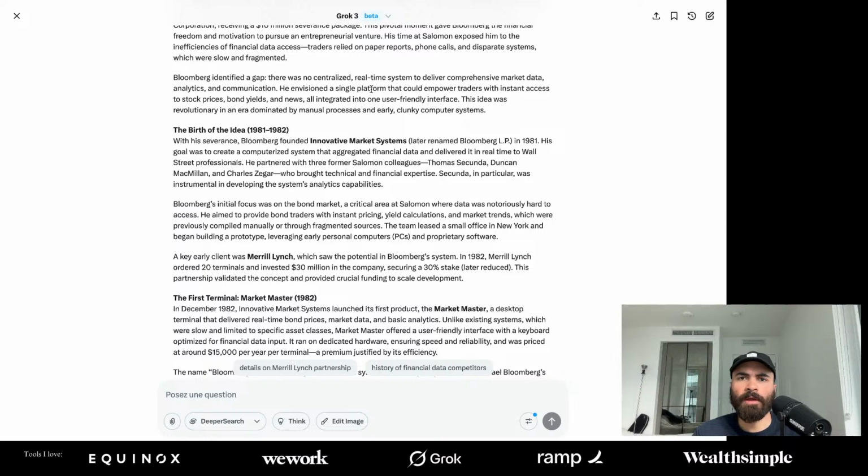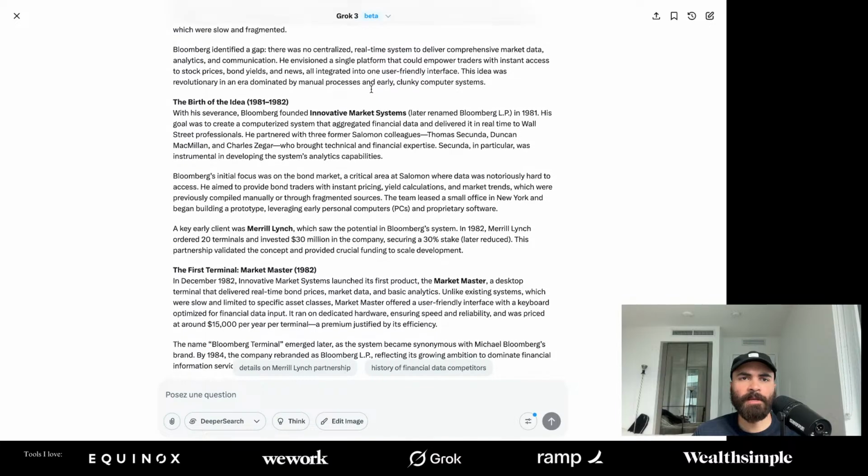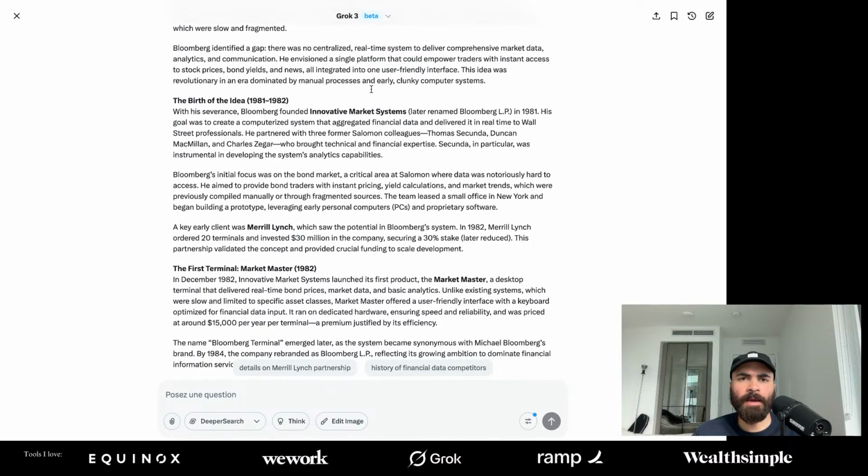Traders relied on paper reports, phone calls, and disparate systems, which were slow and fragmented. Bloomberg identified a gap: there was no centralized real-time system to deliver comprehensive market data, analytics, and communication. He envisioned a single platform that could empower traders with instant access to stock prices, bond yields, and news, all integrated into one user-friendly interface. Wow, user-friendly. This idea was revolutionary in an era dominated by manual processes and early clunky computer systems. Wow, wow.